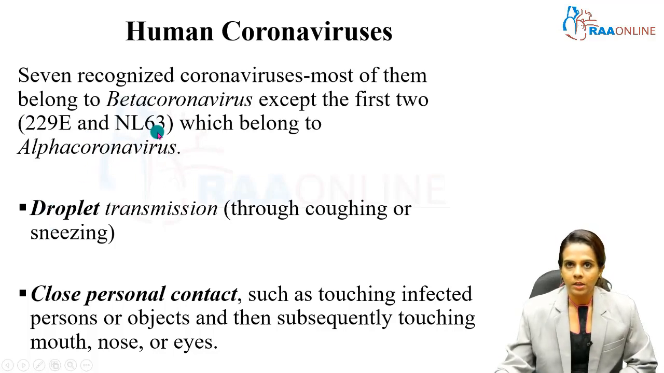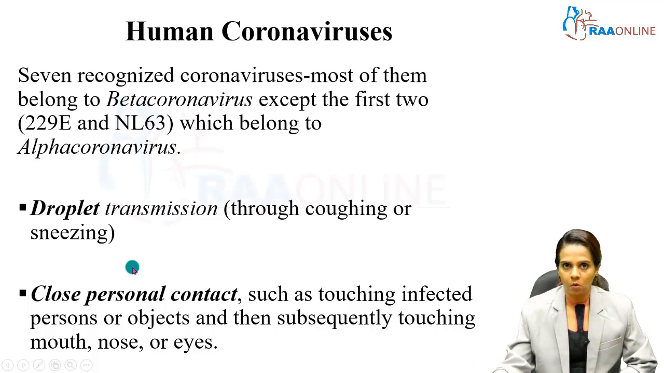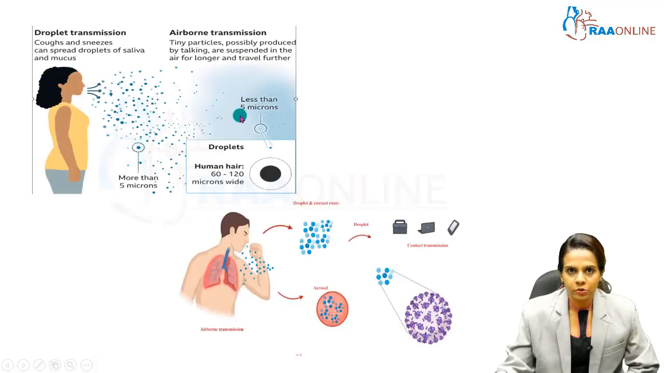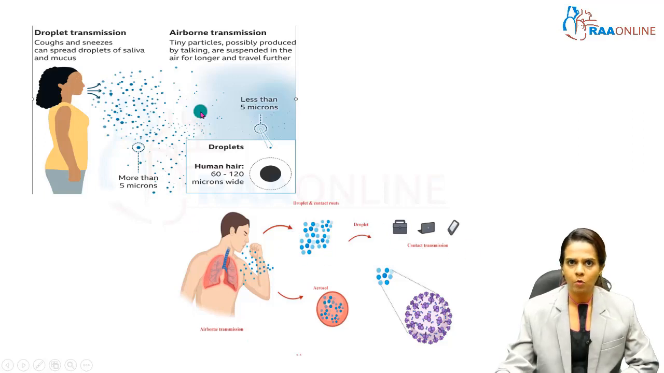They spread usually by droplet transmission, that is through coughing or sneezing, and also by close personal contact, such as touching infected persons or infected objects, and then subsequently touching the mouth, nose or eyes. So the 2 modes of transmission are droplet transmission as well as close personal contact, that is fomite transmission. This is a picture showing droplet transmission, contact transmission and also airborne transmission.